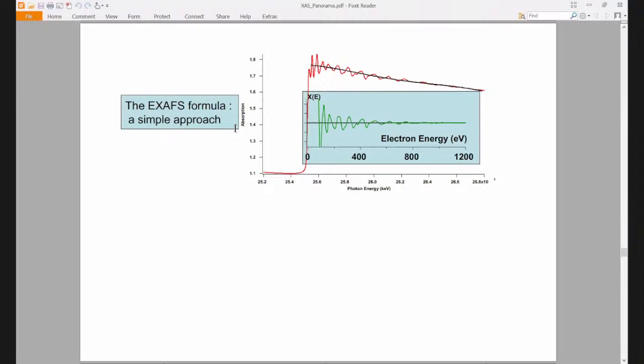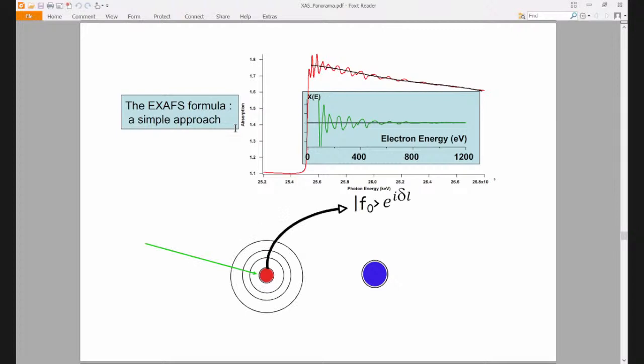Okay, now the simple approach is the following. You start to understand what this picture is. We have to understand the difference between the red curve and the black curve. So we take one red atom, and a black, a blue atom, which is just a neighbor in the medium. It can be the same or different. It can be copper and oxygen, or copper and copper in the copper metal. We isolate two atoms because we are going to consider only the back and forth process. And then you hit this red atom with a green photon.